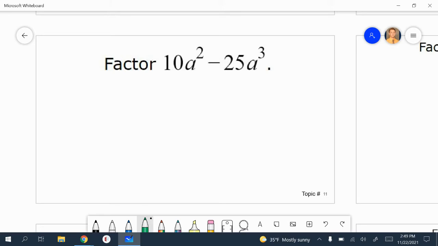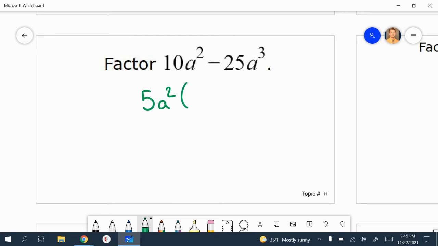Okay, for topic 11 here, we are going to be factoring. And specifically on this one, we're just going to be able to pull out a GCF, which is a greatest common factor. So I'm trying to pull out a greatest common factor out of both of these terms. So what I could see would be pulled out would be a 5 out of the numbers. And then for the letters, I could pull out two a's or a squared from each of them.